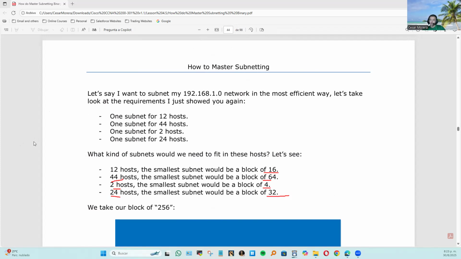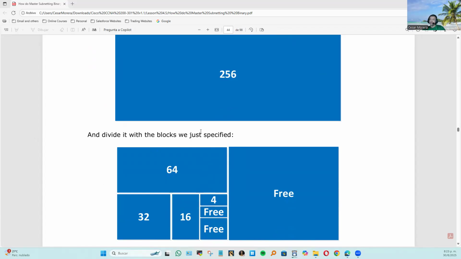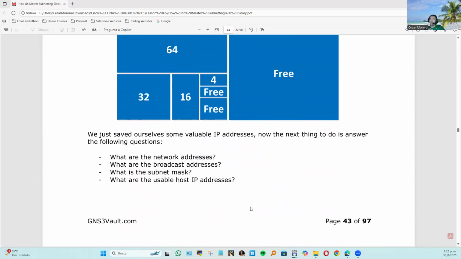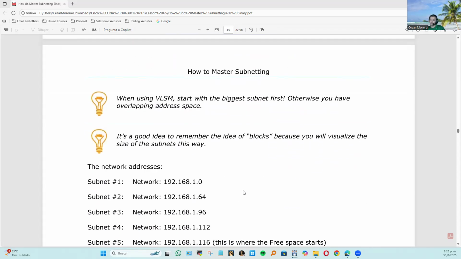Now, let me clear the drawing for a moment, and let's take a look at the block. If we divide it into 64, 32, 16, and 4, you have a better organization. We just saved some valuable IP addresses. Now, the next thing to do is answer the following questions. What are the network addresses? What are the broadcast addresses? What is the subnet mask? What are the usable host IP addresses?